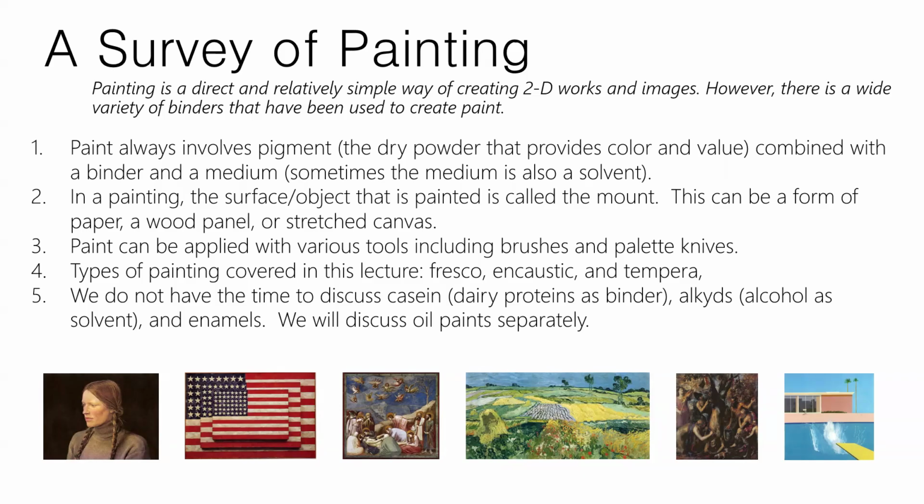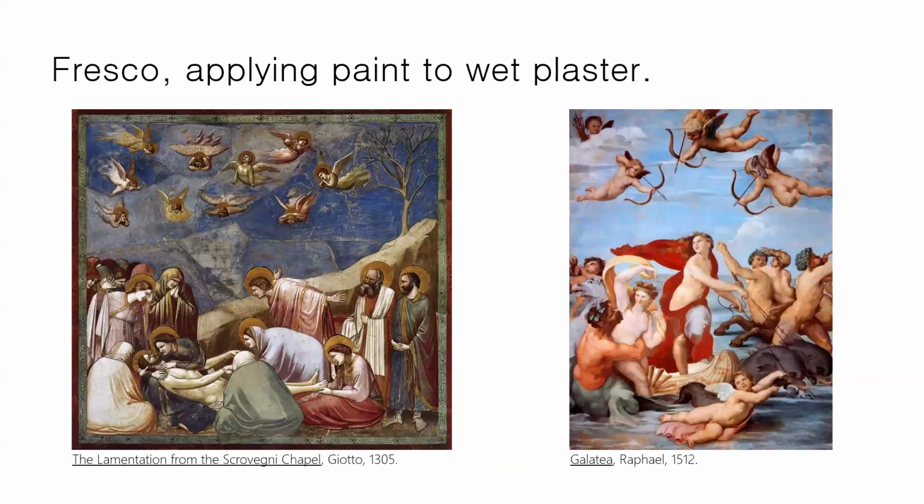All right. So everyone needs to know the definition of pigment, right? Binder and medium, as well as maybe also the definition of solvent. That could be an extra credit question. And then now we can start talking about the different kinds of paint.